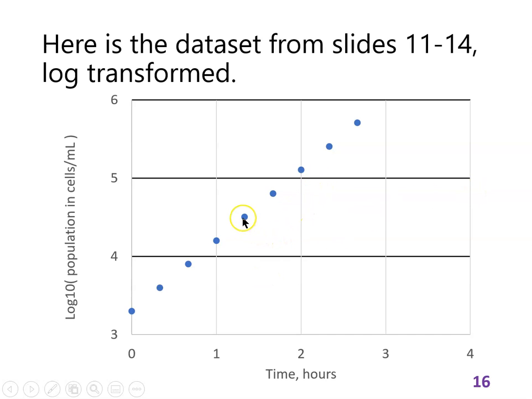This point here, if we look over here, 4.5. So it's 10 to the power of 4.5 is what this actual data would be. This would be like 10 to the power of 4.2. And again, that's not something we do in our heads. We just ask a calculator, what is 10 to the power of 4.5? And we get that number. We use spreadsheets for this stuff.